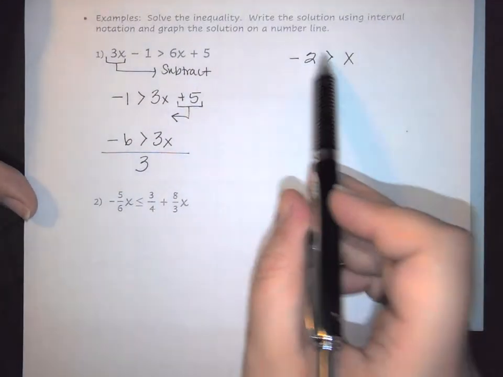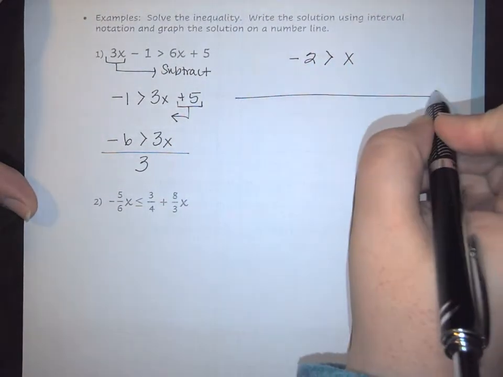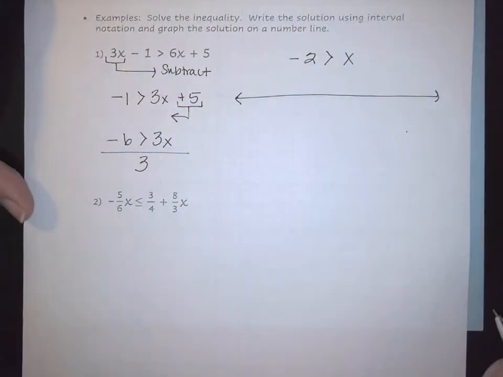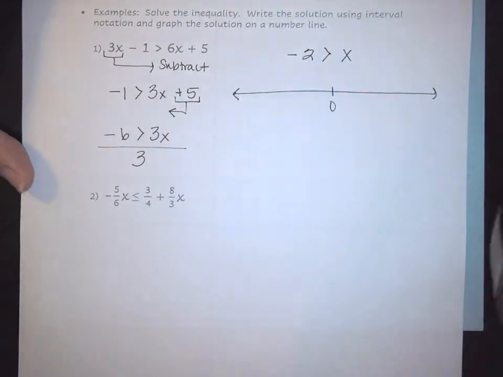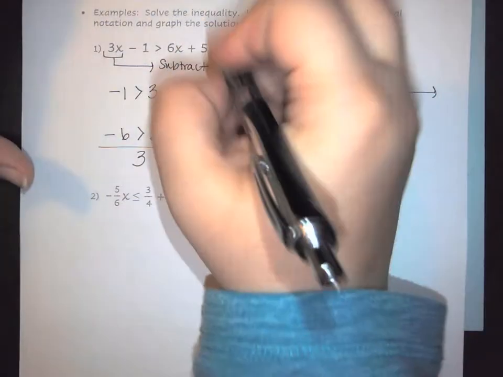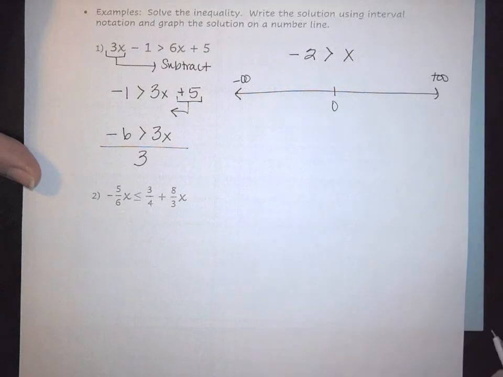So now that you have your inequality, the first thing I would do is graph it. And the reason for that is because your interval should match your graph. So graph it first. Put your 0 in the center. You've got negative infinity on the left. You've got positive infinity on the right.